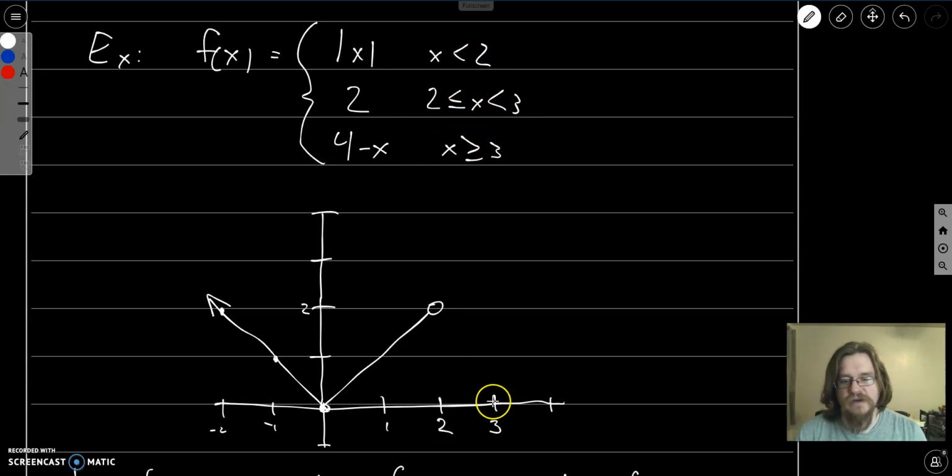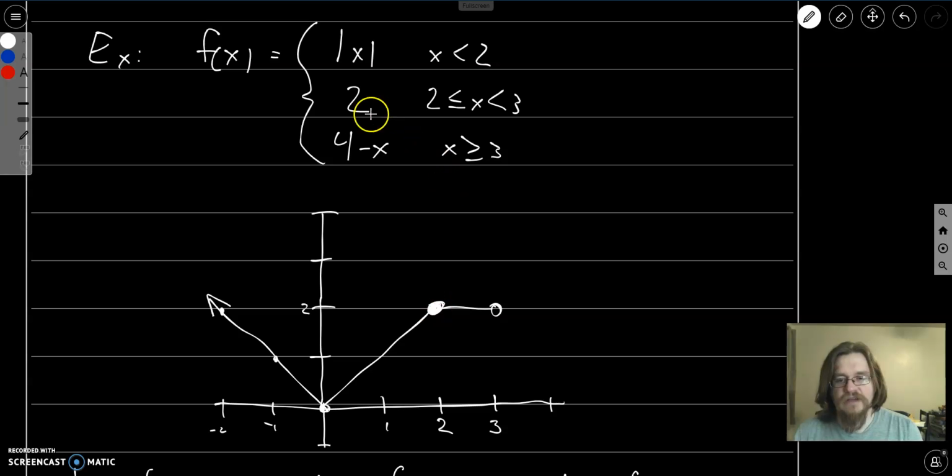So we have to look at the next part. Between the values for x of 2 and 3, the function height is going to be 2. So the function height is going to be exactly the same along here, a horizontal line, and it extends from 2 all the way to 3. So we have an open dot at 3 because the function height isn't 2 at 3.